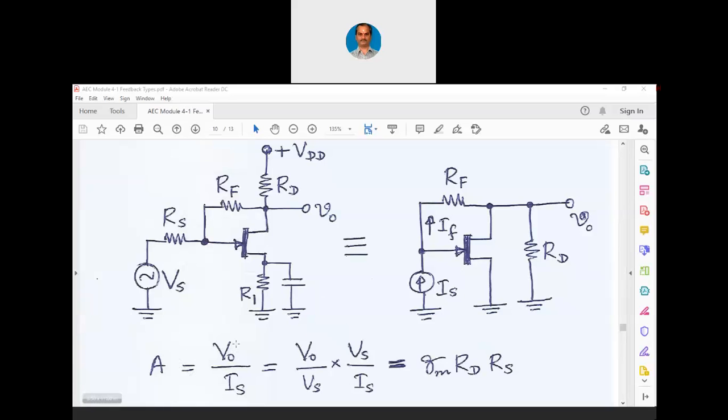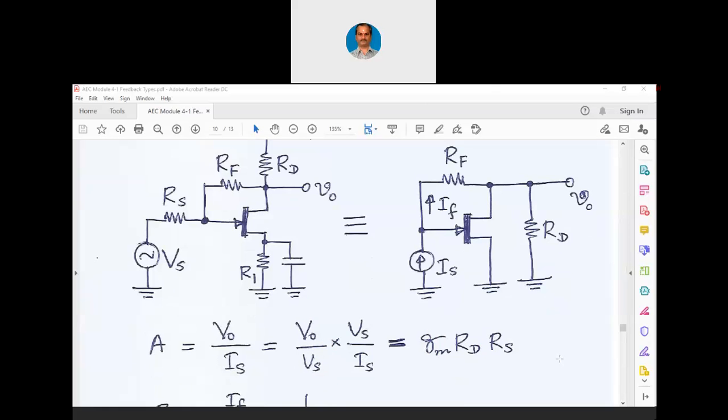So open loop gain is V0 by Is. We can write it as V0 by Vs into Vs by Is. Now V0 by Vs is nothing but Gm into Rd. This we have already seen in module 2 when we discussed the AC analysis of JFET amplifiers. And Vs by Is is nothing but Rs. That way, open loop gain is Gm into Rd into Rs.